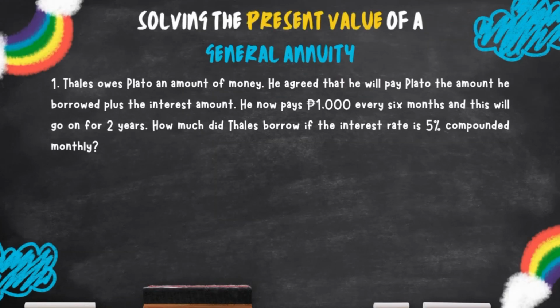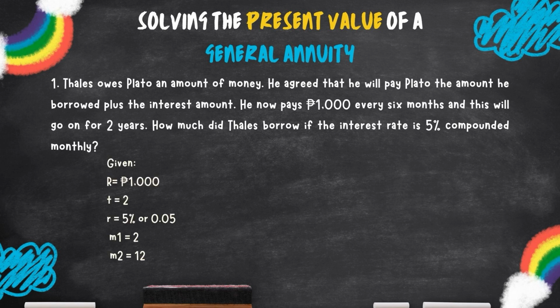Problem number 1. Teles owes Plato an amount of money. He agreed that he will pay Plato the amount he borrowed plus the interest amount. He now pays 1,000 pesos every 6 months, and this will go on for 2 years. How much did Teles borrow if the interest rate is 5% compounded monthly?